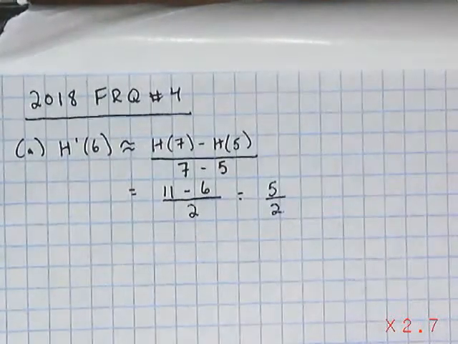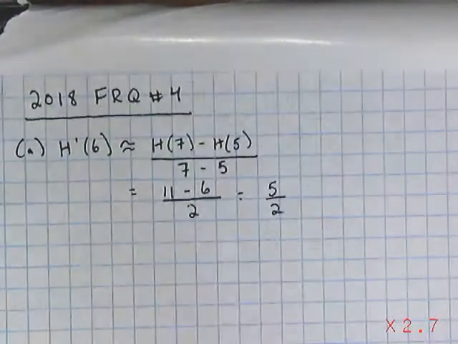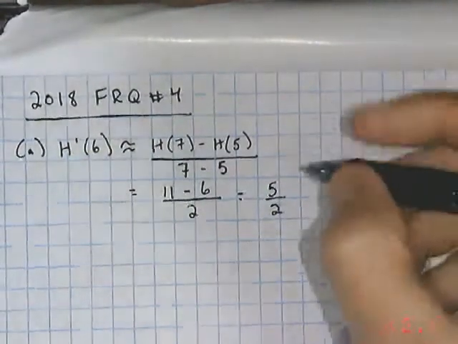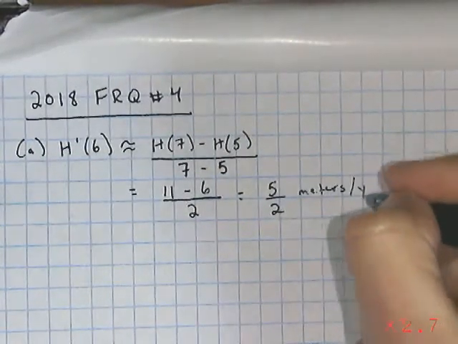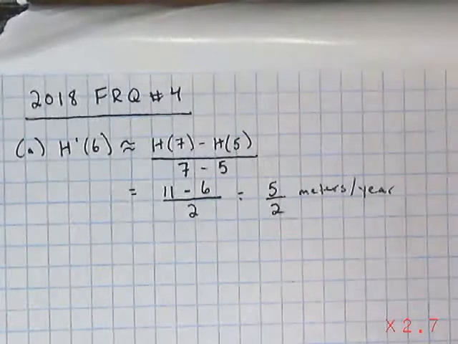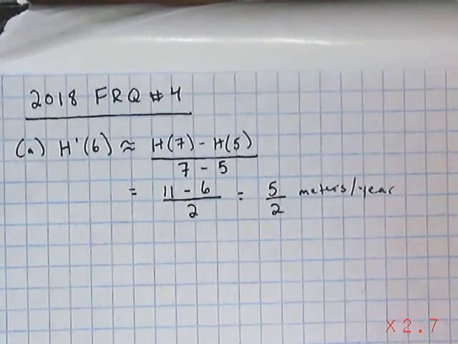We need to throw some units on there. This will be in meters per year. So 2.5 meters per year. And so we get 1 point for that.